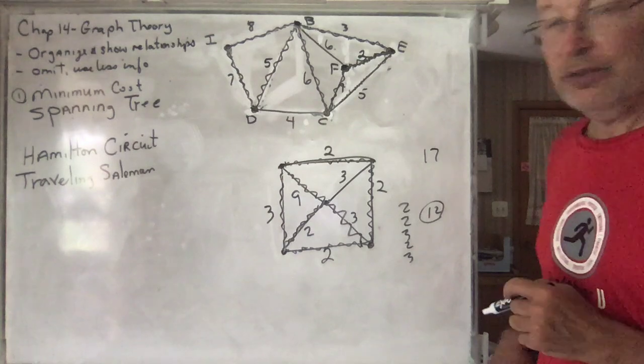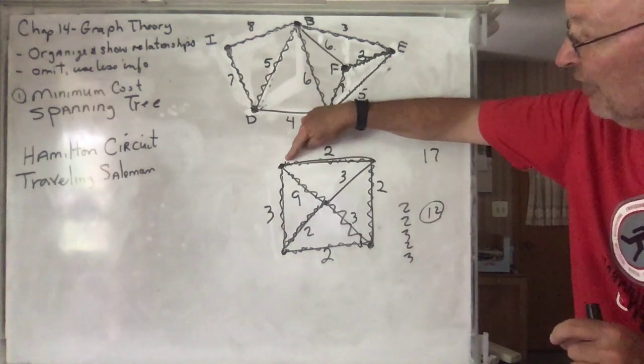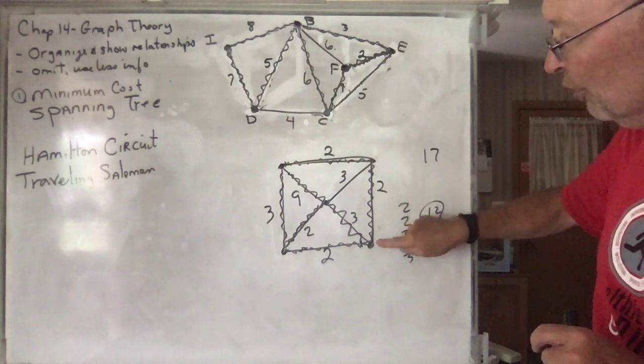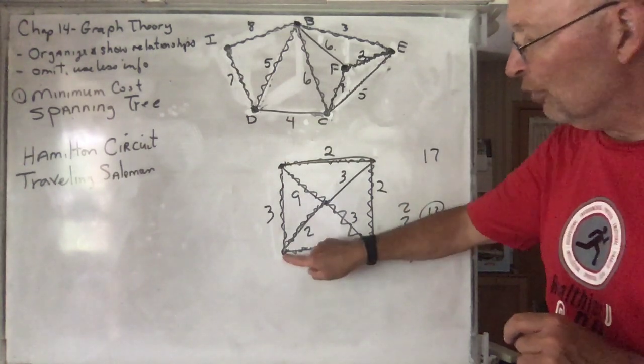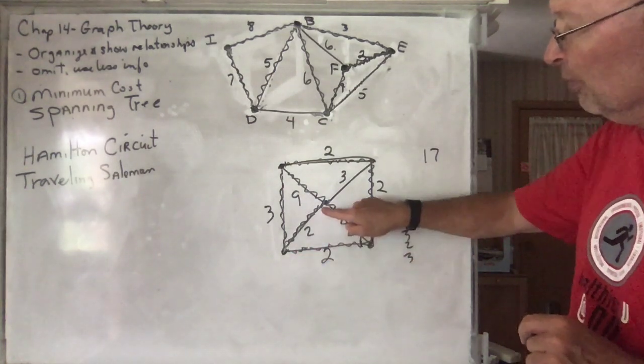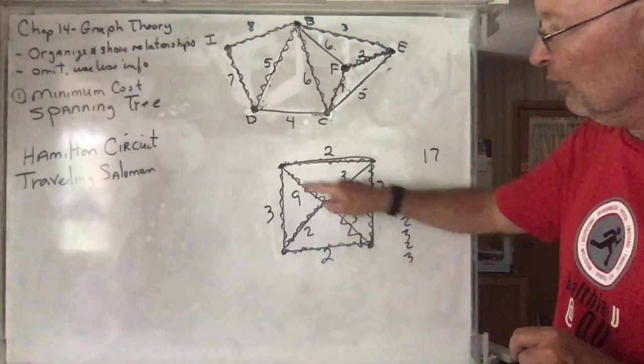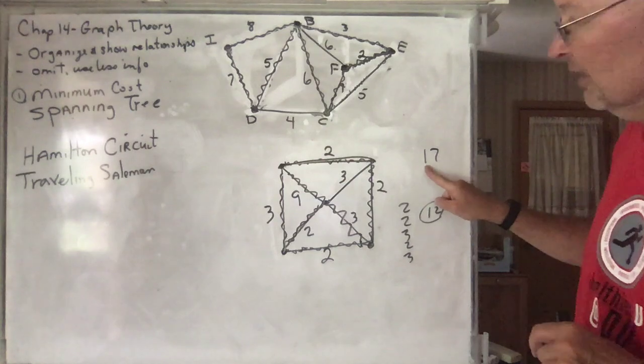See that? Should I do it one more time? If you always take the shortest route, you're going to go 2, and now you can go 2, and now you can go 2. You keep taking all the 2s. There's a 2, but now you're stuck. You got to go here now. That's your last one. So you go up to 9, and you're up to 17.